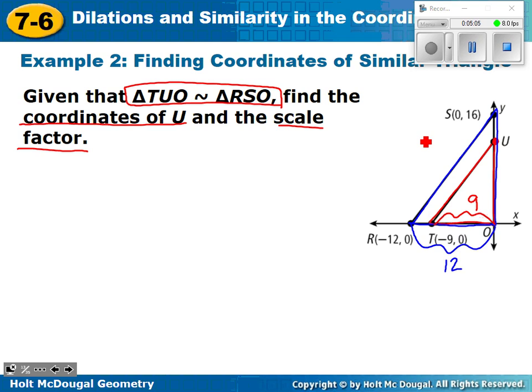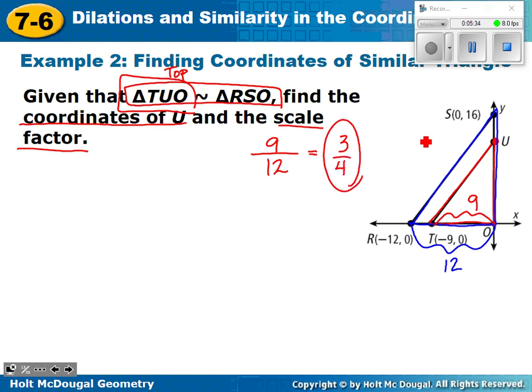It matters because it was given to us as a similarity statement. Whichever one is named first has to go on top. That was our rule. Since they said TUO is similar to RSO, the 9 has to go on top and the 12 has to go on bottom. So my scale factor is 9 to 12, or 3/4. And always reduce your scale factor.